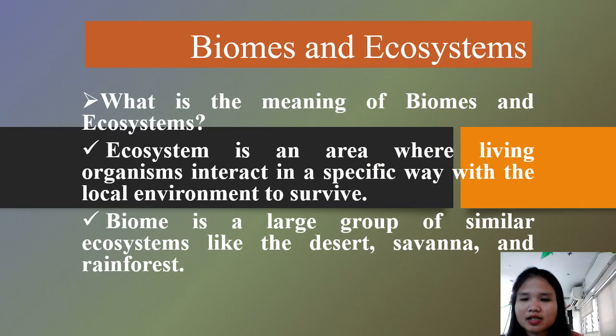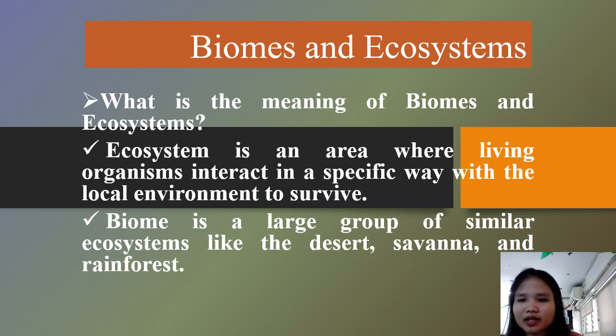And ecosystem. Maybe I think this is the first time you listen about biomes and ecosystem. So what is the meaning of biomes and ecosystem? And what is the difference between biomes and ecosystem? Ecosystem is an area where living organisms interact in a specific way with the local environment to survive.